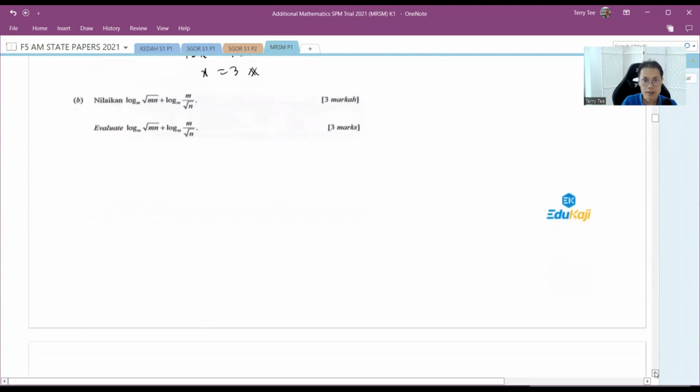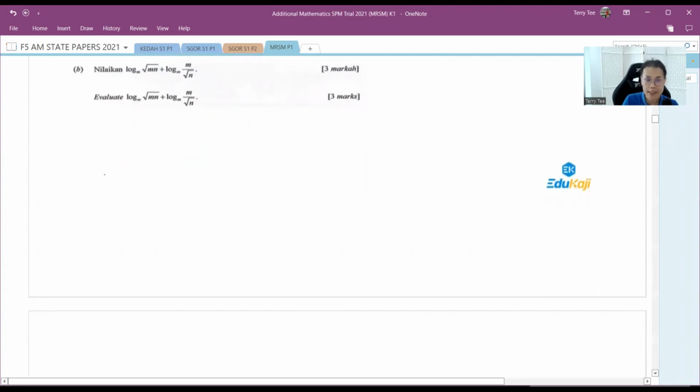Okay, the second part is logarithm. We're supposed to evaluate this logarithmic expression. You can see that they have the same base, but different numbers here. In the laws of logarithm, we know that log base a of x plus log base a of y can be combined into log base a of x times y. So I'm going to combine it straight away into log base m of square root of mn times m over square root of n, and write it as a single logarithm.